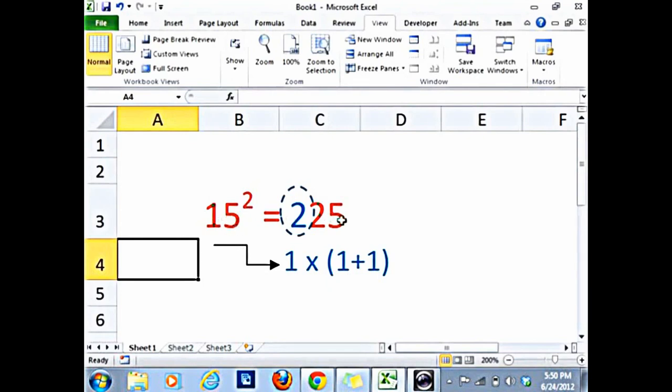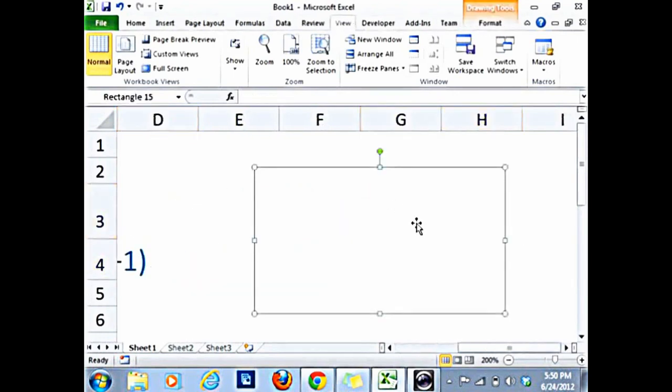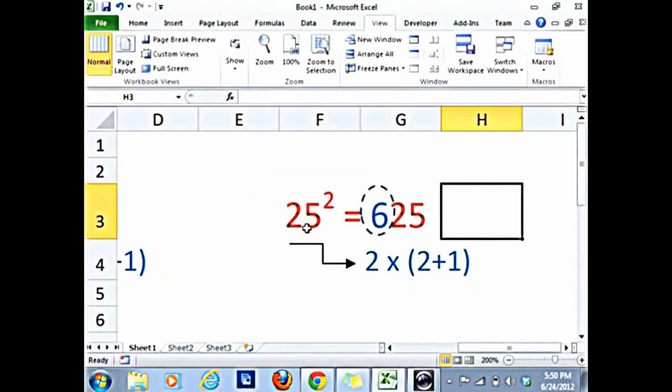So 15 square is 25 in the end and then multiply 1 by 2. So that is 2. So we get 225. Again, what I did is that I have 1 in the first place, so I multiply 1 by 2 and put 2 here and then add 25 in the end. Similarly, if I have 25, then again put 25 in the end and then multiply 2 by 3. So 2 multiplied by its increment 3, and I get 6, so it's 625.